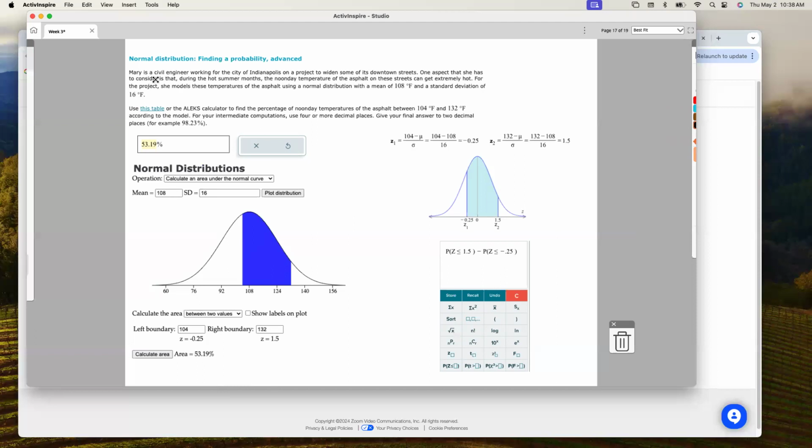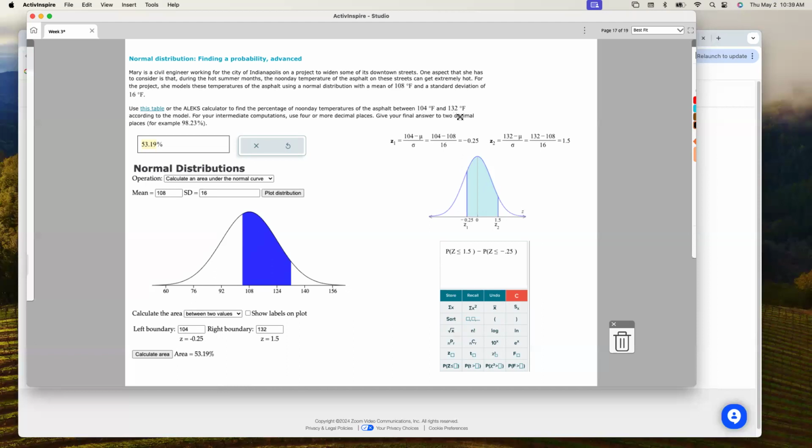And so here's a probability, and they call this the advanced one. So the scenario is we have a civil engineer, and she is measuring temperatures here. And we're given that they follow a normal distribution, and the average temperature of the asphalt is 108 degrees, and the standard deviation is 16. All right. So it says use this to find the percentage or the probability of the noonday temperatures of the asphalt being between 104 and 132 degrees.